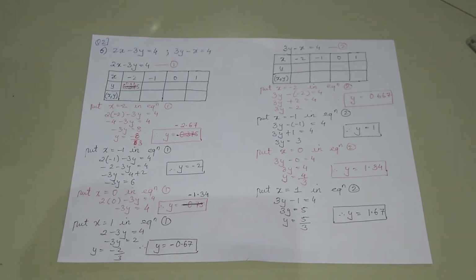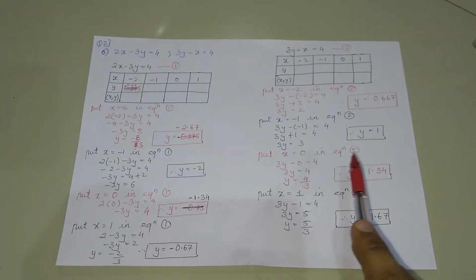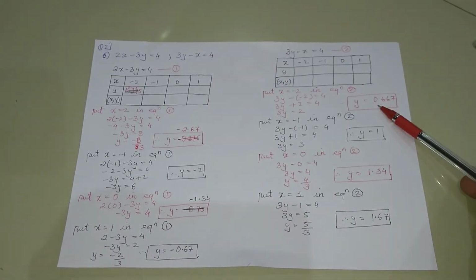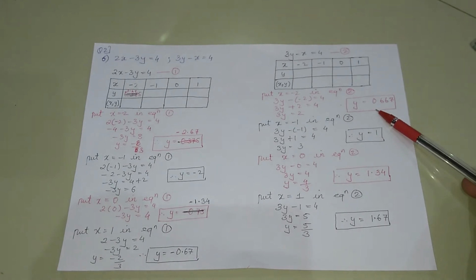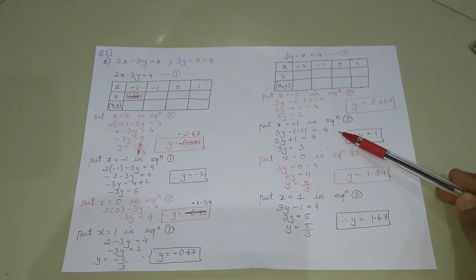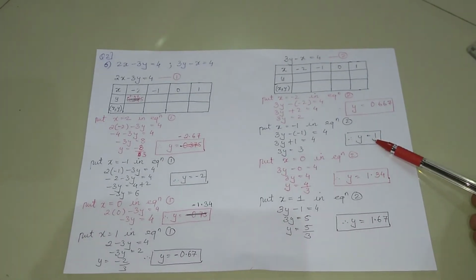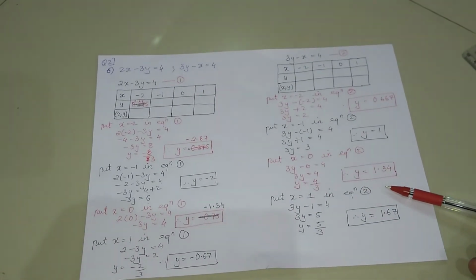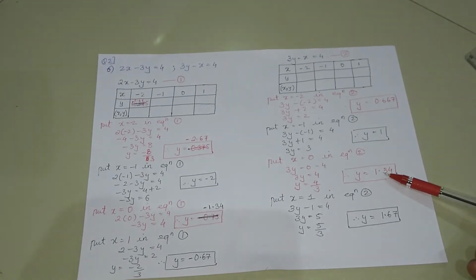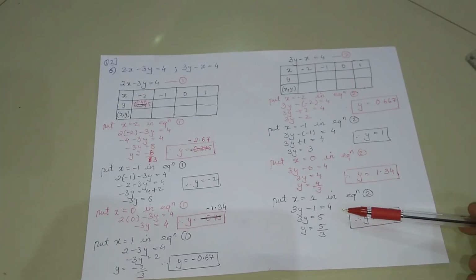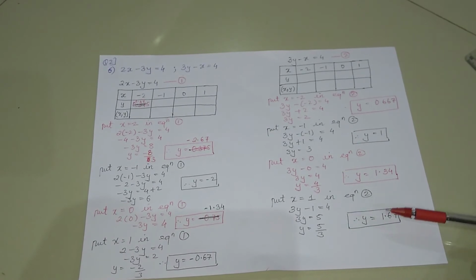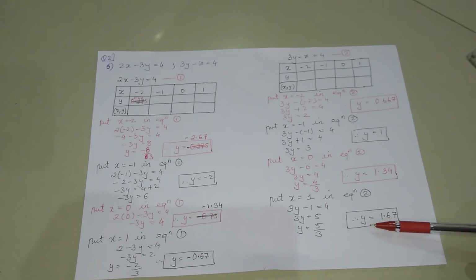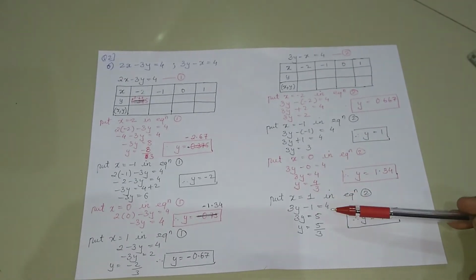Now coming to the second equation, I substitute my value of x as minus 2, and after substituting I get the value of y as minus 0.66. Similarly, when x is equal to minus 1, I get y equal to 1, and for x equal to 0, substituting and solving, I get y equal to 1.333, so I can write 1.34. When x is equal to 1, I get the value 1.666, which is 1.67 that I have written. Now I'll quickly write these ordered pairs in the boxes.